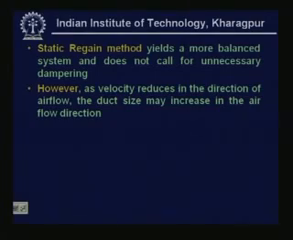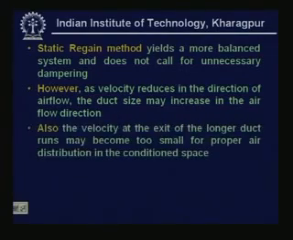However, there are certain problems with the static regain method. What are the problems? As velocity reduces in the direction of airflow, the duct size may increase in the airflow direction. So, this is one major problem. So, you have to progressively reduce the velocity. So, as a result, the duct size may go up. Second problem is that as the velocity reduces in the direction of airflow, the velocity at the exit of the longer duct runs may become too small for proper air distribution in the conditioned space.